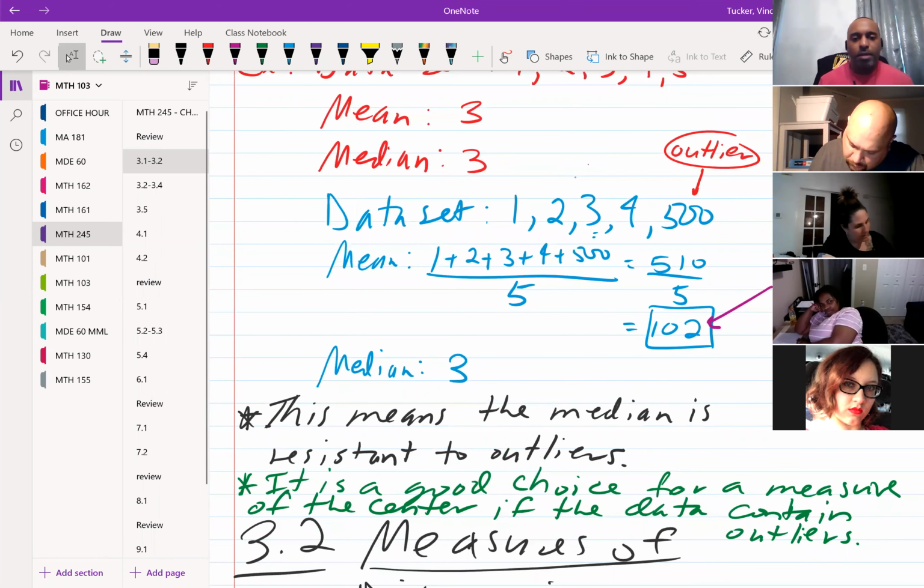So that green statement says it is a good choice for a measure of the center if the data contains outliers. So if you have outliers, then you use the median to do your summary.